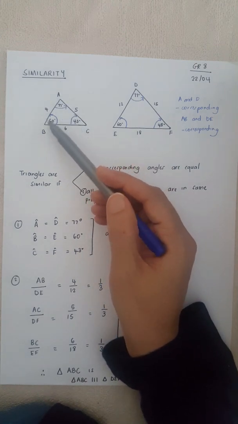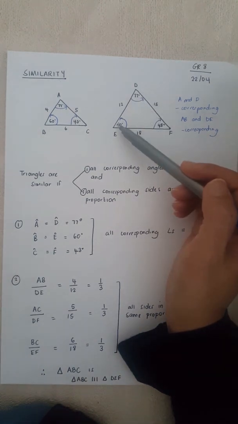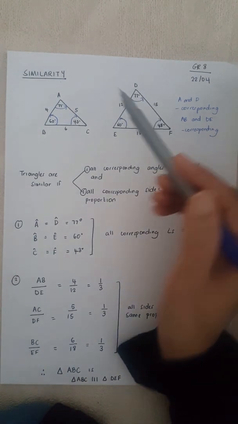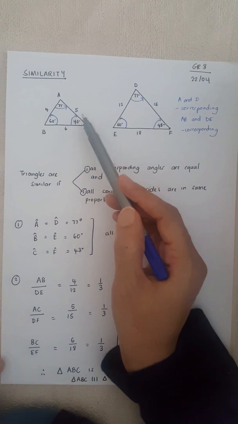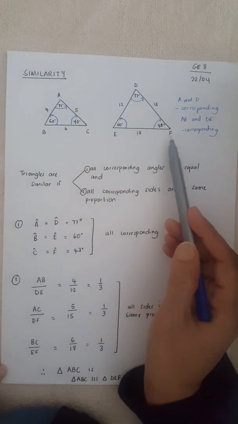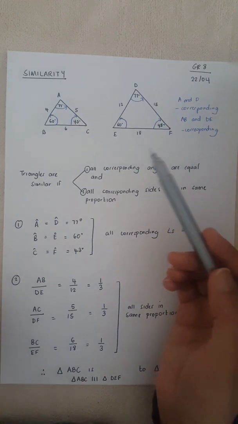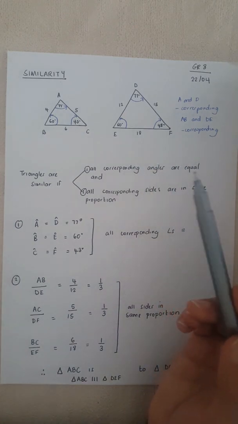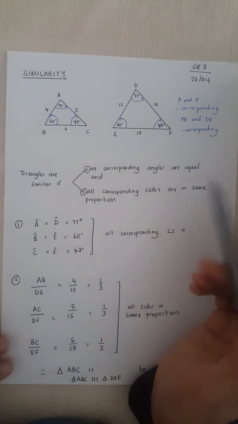But if you look at the value of the sides, the measurement of it, AB is measuring 4 centimeters. DE is measuring 12 centimeters, right? AC is 5 and then DF is 15. BC is 6 and EF is 18. So the sides are not equal like the angles, but now we want to show how we say triangles are similar.